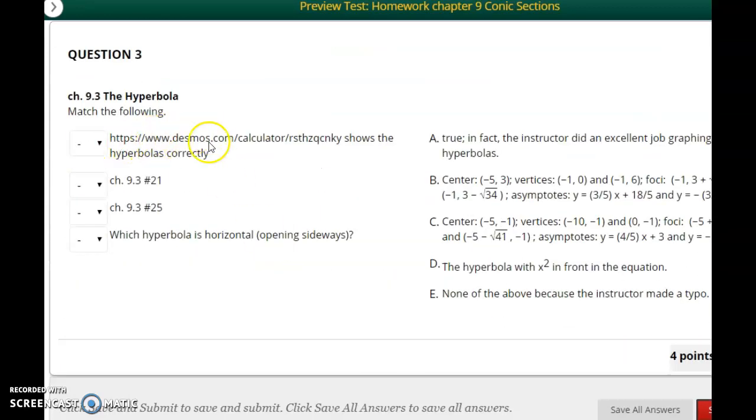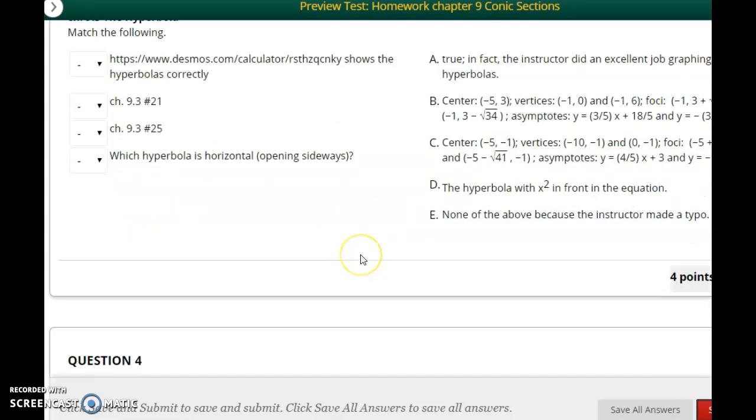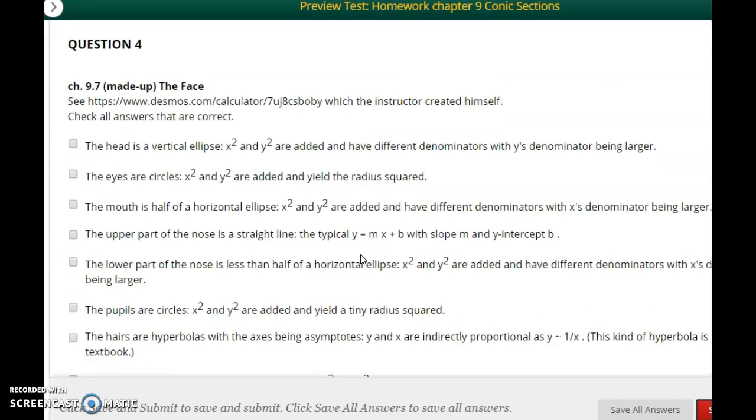And then same thing for the hyperbola. Again, this one here is posted at Desmos with these hyperbolas here, and then here are the answers. And the last one is a little different.